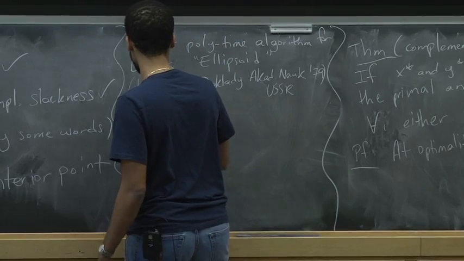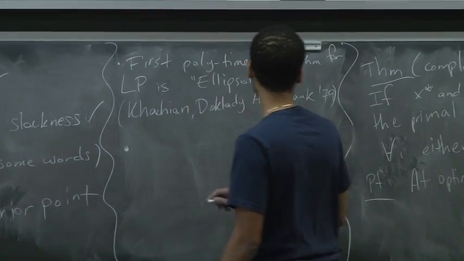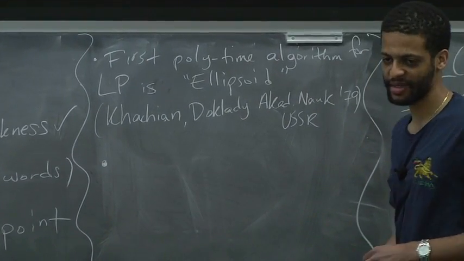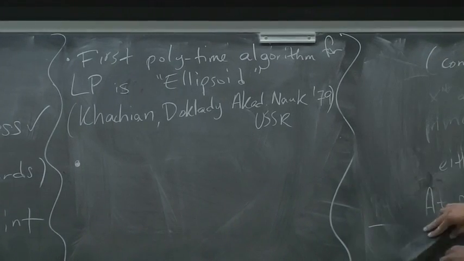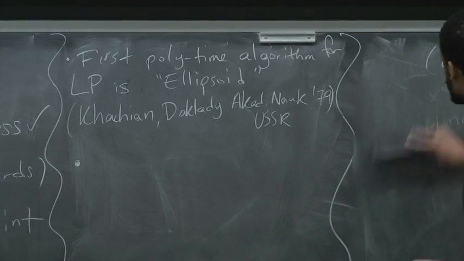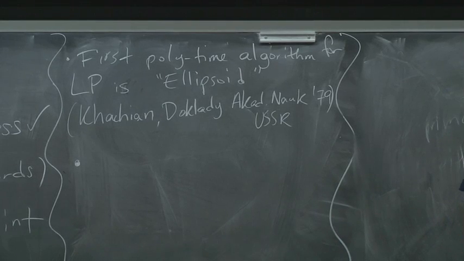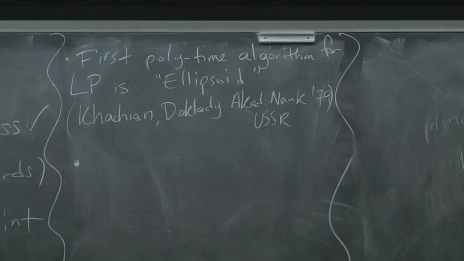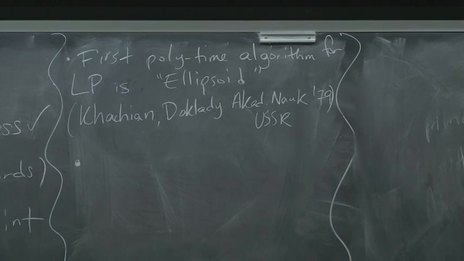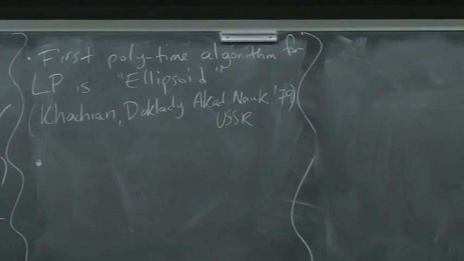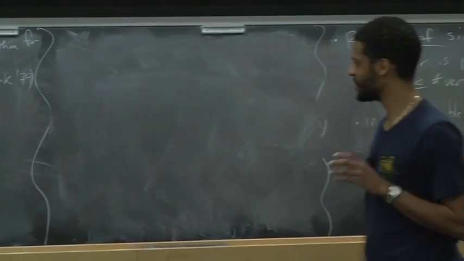I'm not going to prove basically anything about ellipsoid, but I will say a lot more about interior point. But I just want to tell you what the ellipsoid algorithm is, and some properties of it that actually make it more useful than interior point and other algorithms in certain situations. Okay, so we'll see this in a second.